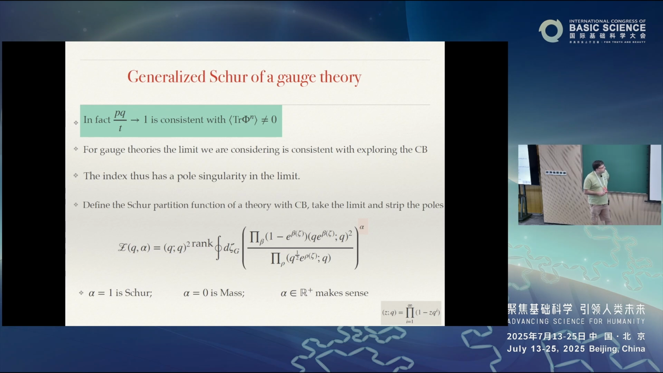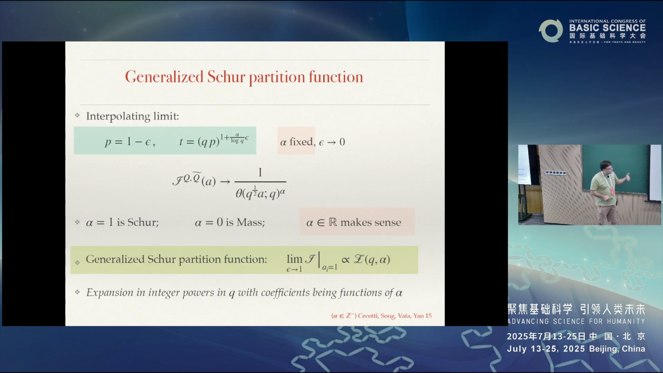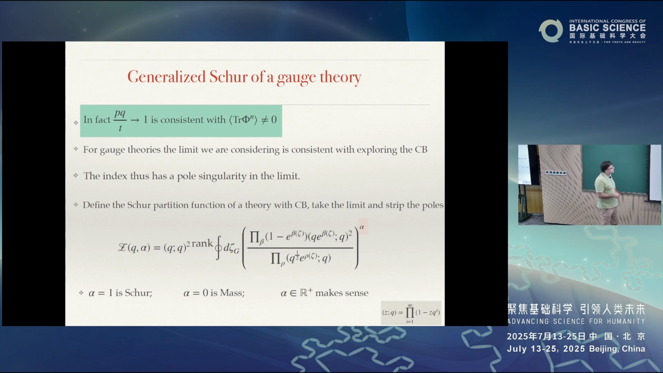So when we just set this epsilon equal to 0 in the index on the previous slide, this expression will actually diverge, but it will diverge in a simple way. It will have a pole-like divergence because of the Coulomb branch operators. So really, to define this partition function, we just strip the pole singularity in the definition of the index. So here is an example of an index of a gauge theory.